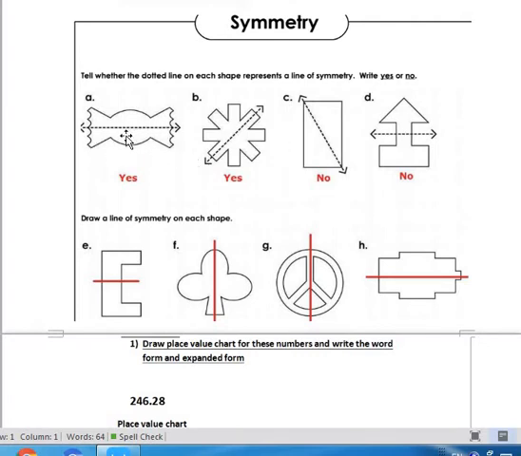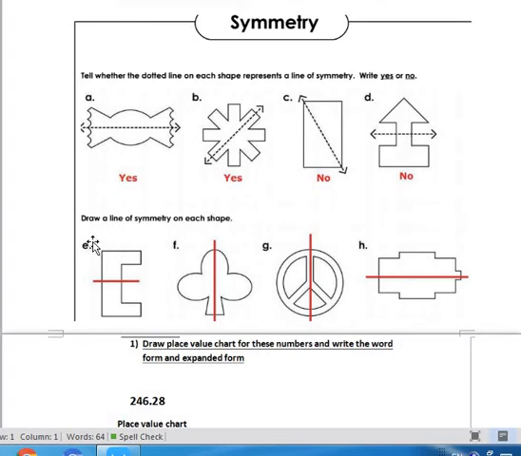Yes, this dotted line here represents a line of symmetry. Why? Because it divides this figure into two equal shapes. I have also this dotted line here. Yes, it is a line of symmetry because it divides my shape into two equal parts. Here it's not, because it's not dividing my shape into two equal parts. And number D also is not equal parts here, so it's not a line of symmetry.